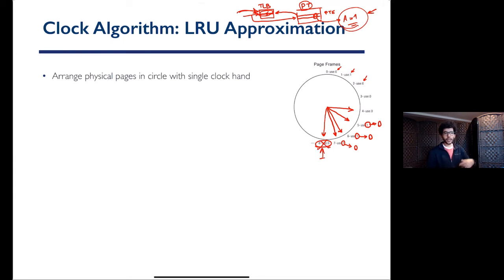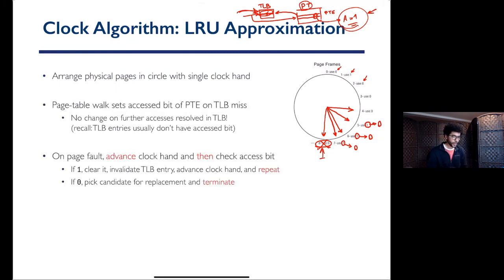So we're going to evict this one. So again, what happened was the hand was somewhere. A page fault happened. We incremented the hand. We moved the hand one page, and we checked the access bit. If it was 1, we set it to 0 and we get rid of the TLB entry. If it was 0, then we stop there. We found our victim.